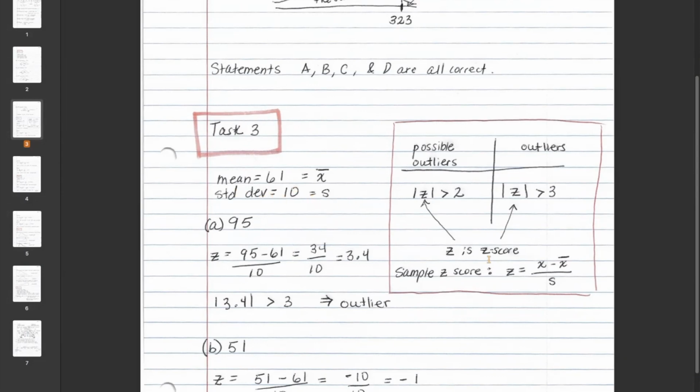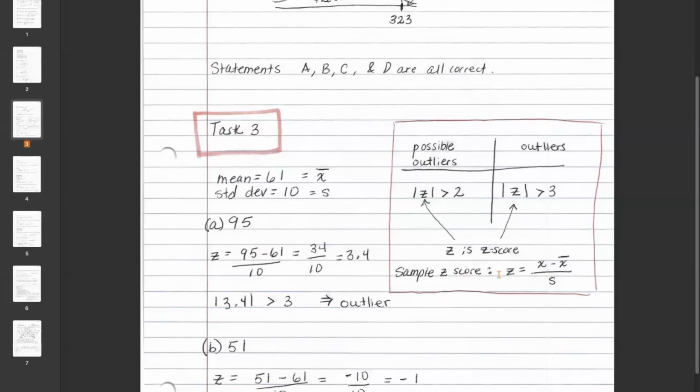And so if we're using a z-score, the way we figure out if we have an outlier is if the absolute value of the z-score is greater than 2, then we have a possible outlier. If the absolute value of the z-score is greater than 3, then we have an extreme outlier. So the first number we were given is 95, so let's calculate the z-score for 95.